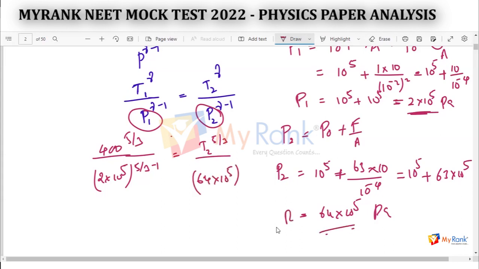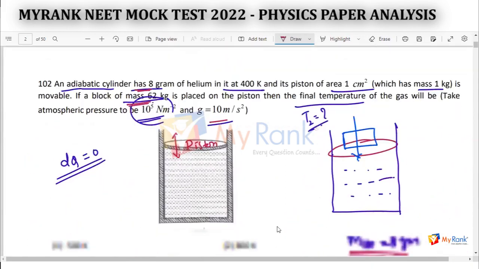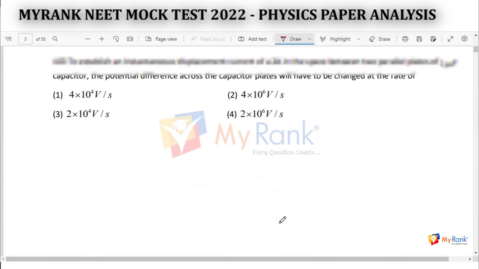This is the P2 value, students. So the whole power 5/3 minus 1, how much is it? It's 2/3, no? Yes, 2/3. Here it is 2/3 again. So solving this, we can get the answer as 1600 Kelvin, students. Just simplification, right? Like this. So therefore your option 4 is correct. Option 4 is correct. So the next we will go to.